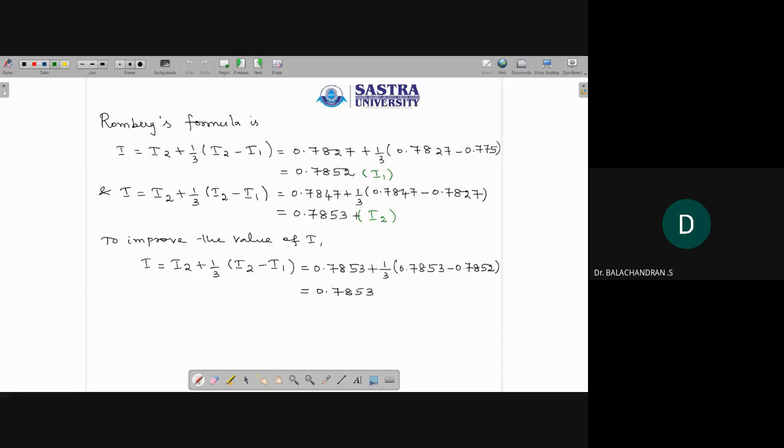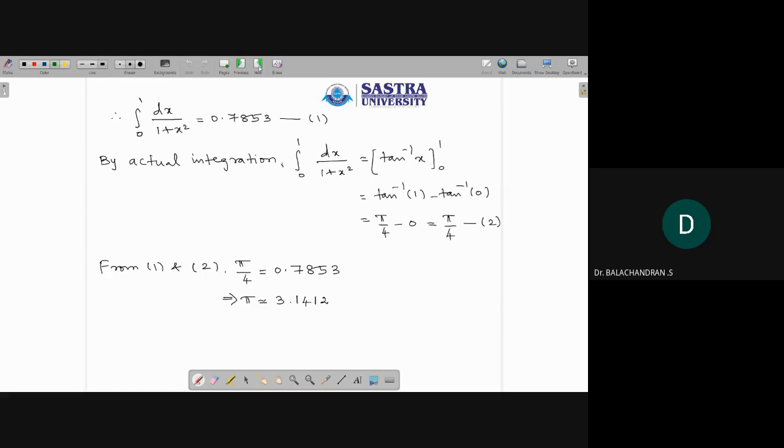Using this I1, I2, now I am going to improve the value of I, again with the same formula: I2 plus 1 by 3 into I2 minus I1. What is I2 now? 0.7853. 1 by 3, I2 is 0.7853 minus I1. I1 is 0.7852. So simplify, I got 0.7853. You can stop here. Therefore, evaluating the integral from 0 to 1 of dx by 1 plus x square using numerical integration is equal to 0.7853.